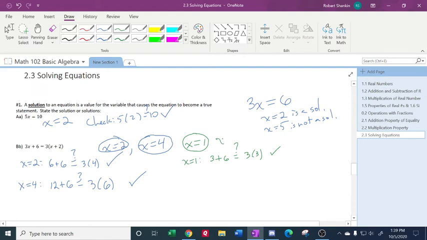Let's try x equals 0. I would get 6 for the left side, because 3 times 0 is 0 plus 6. On the right side, I'd get 3 times 2. Does that work? Yes, it does work. Oh my gosh.